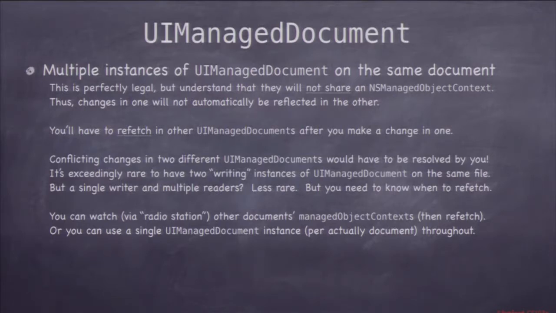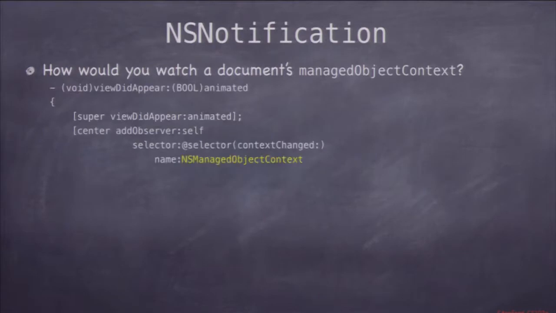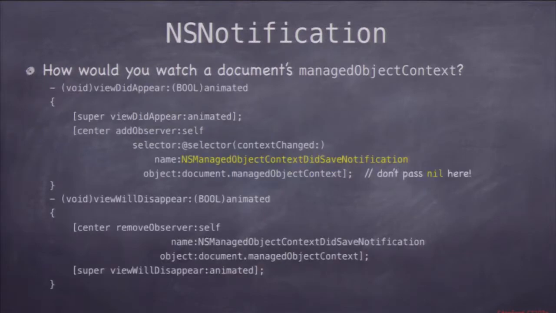One thing to be careful of here is that if one document changes the database, the other one doesn't automatically see those changes, okay? It's not like, oh, I added an object in one managed document, and oh, I don't see it in the other one. Why don't you see it? Well, you don't see it because they have different contexts, different NSManagedObjectContexts, but you're still modifying the same database. So how could you find out if another document was doing it? And the answer is the radio station. Okay? We could use NSNotification.